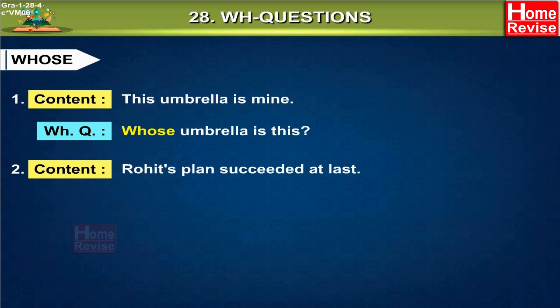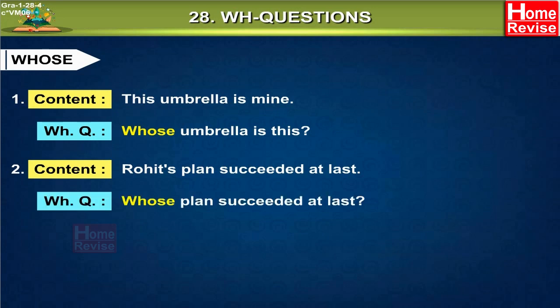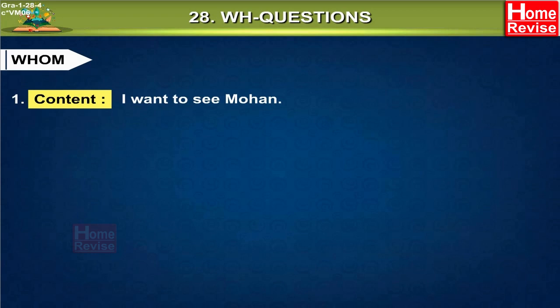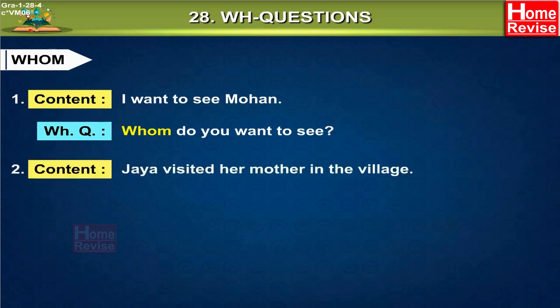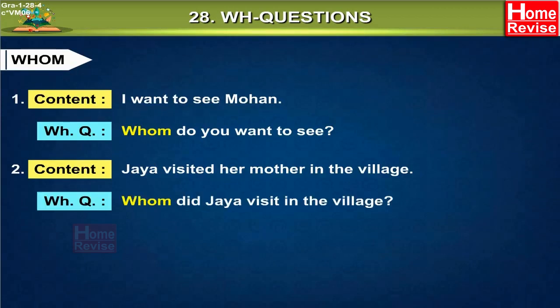Rohit's plan succeeded at last. WH question: Whose plan succeeded at last? Whom? 1. Content: I want to see Mohan. WH question: Whom do you want to see? 2. Content: Jaya visited her mother in the village. WH question: Whom did Jaya visit in the village?